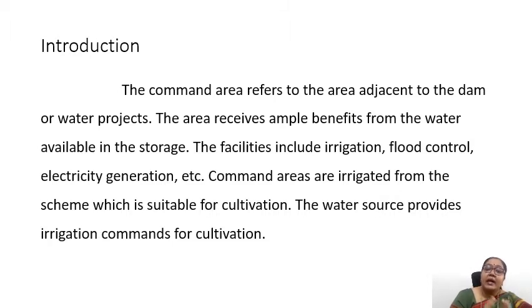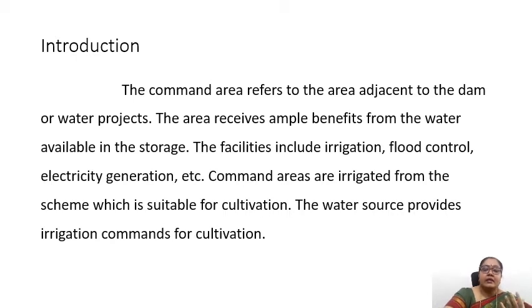So command area actually refers to that area which is adjacent to the dams or the water projects. So you have constructed a dam or a water project and there is adjacent area to that particular area, we call it as command area. The area receives ample benefits from water available in the storage. So the facilities include irrigation, flood control, electricity generation, etc. So the command areas are irrigated from the schemes which is suitable for cultivation. So the water source provides irrigation to these command areas for cultivation.